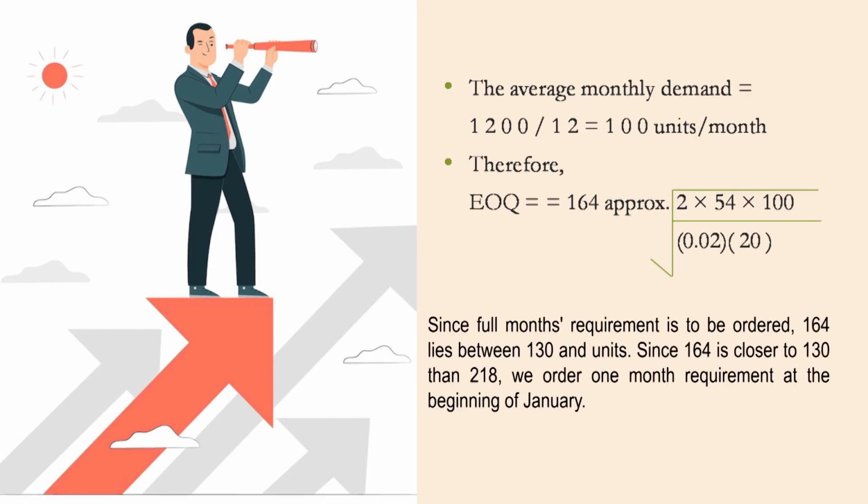Looking at the chart, the full month requirement to be ordered, 160, lies between 130 and the maximum demand of 238 in some month. So we see that 164, the economic order quantity, is closer to 130. So you order the one month requirement at the beginning of January. We can order the economic order quantity at the beginning of January.